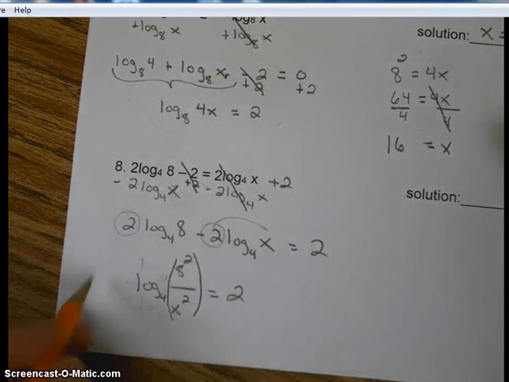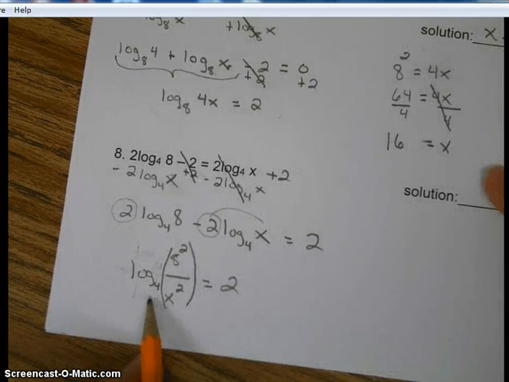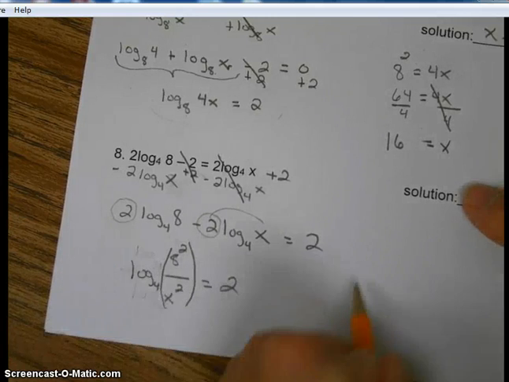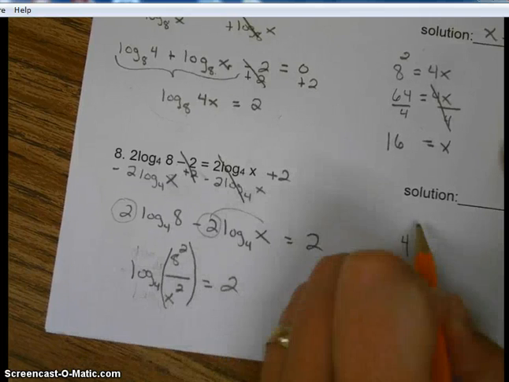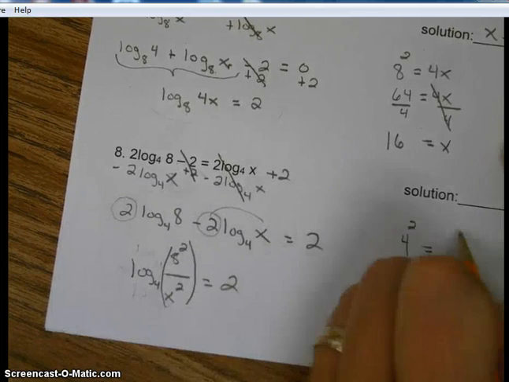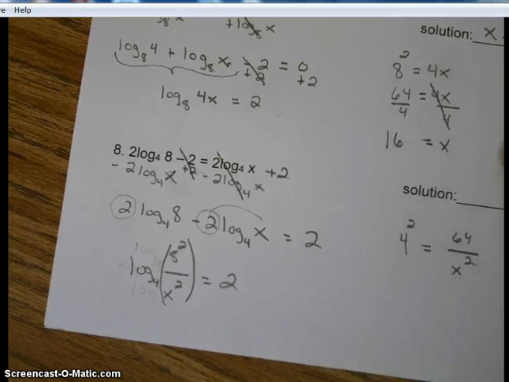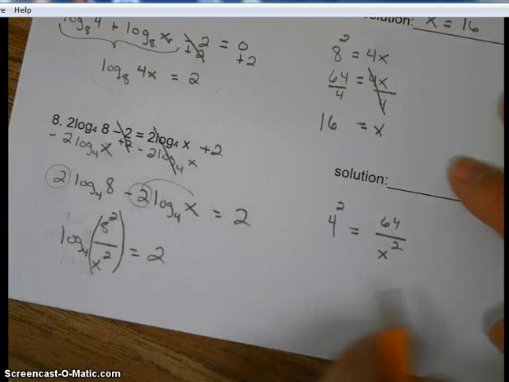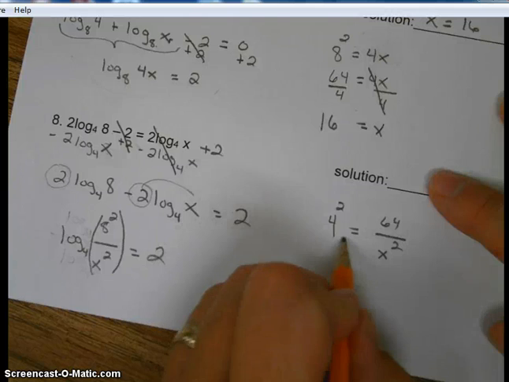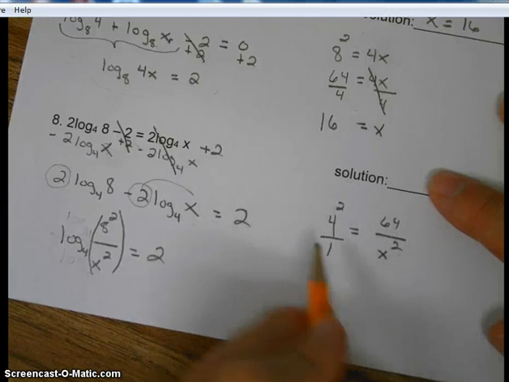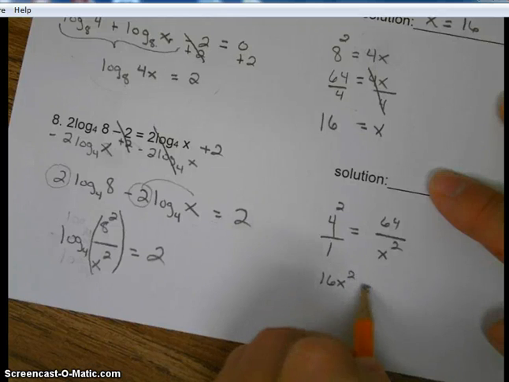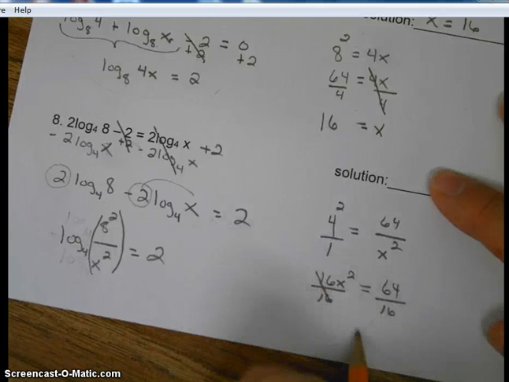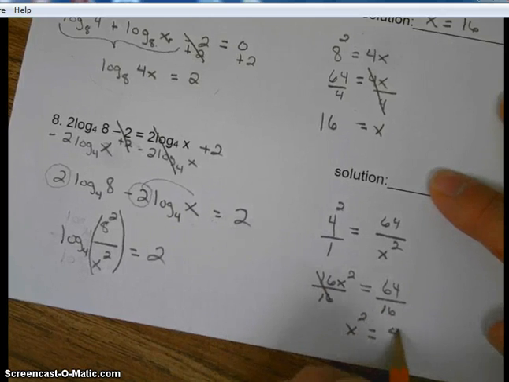So now, kind of a mess. 4 is our base, exponent, and then we have 64 over x squared. So we have 16 over 1, cross multiplying, 16 times x squared equals 64. Get rid of that 16, so x squared equals 4.